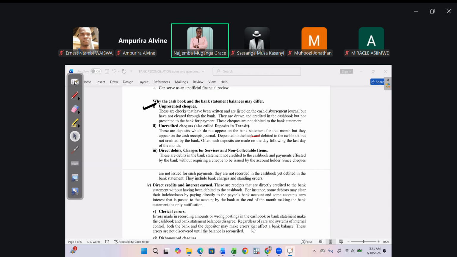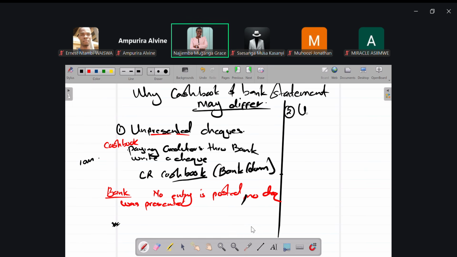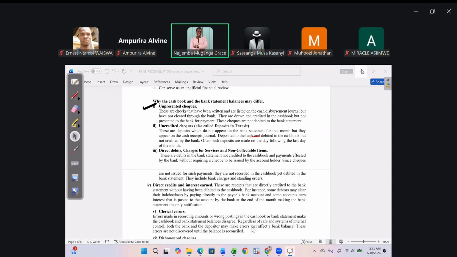Then we also have uncredited checks, or deposits in transit. You'll be required to explain these terms. These are deposits that do not appear on the bank statement for that month, but they appear on the cash receipts journal. They are deposited to the bank, debited to the cash book, but not credited by the bank.